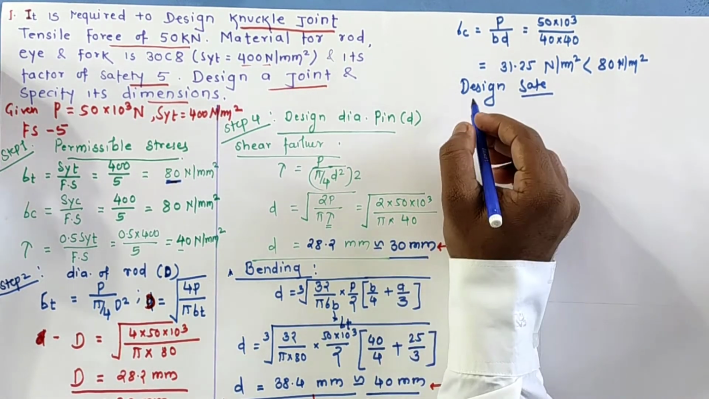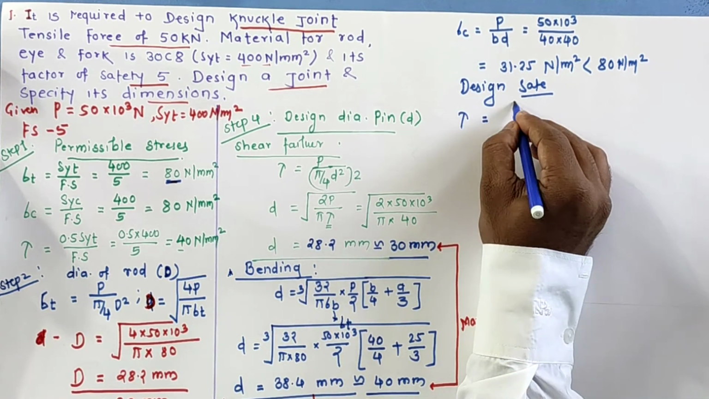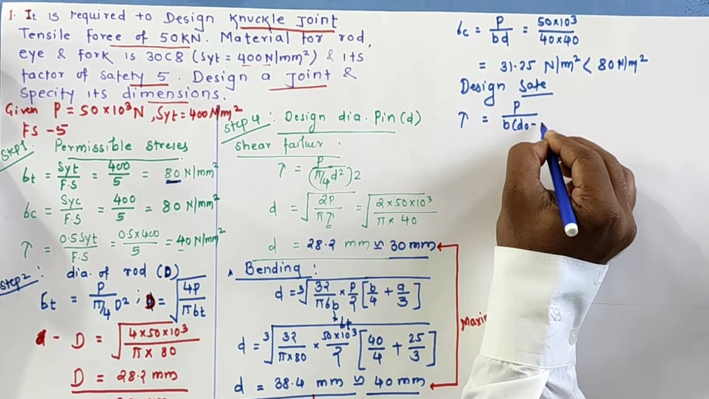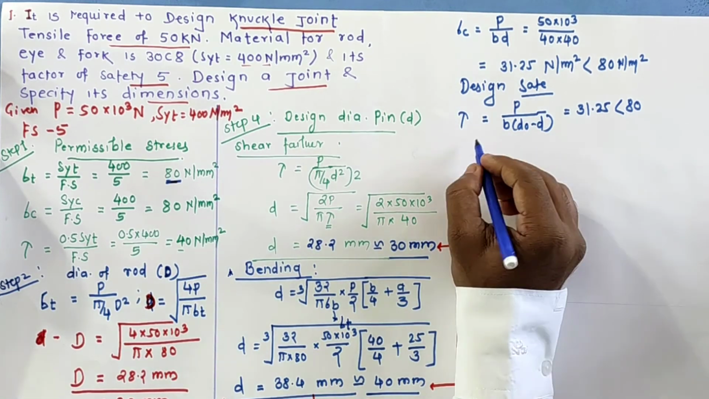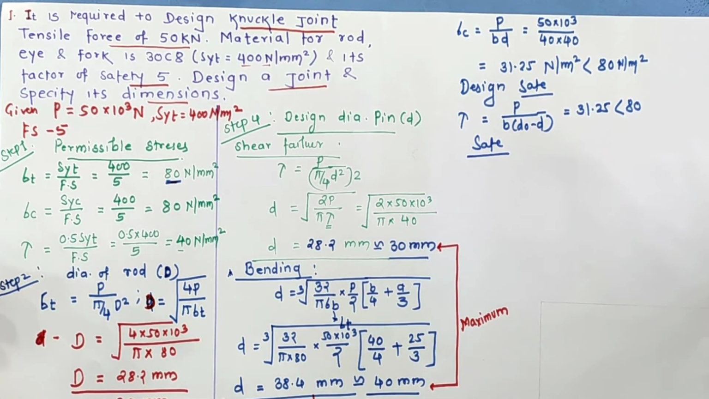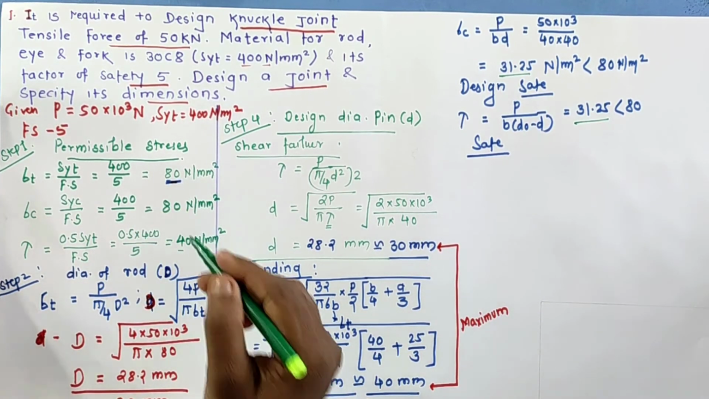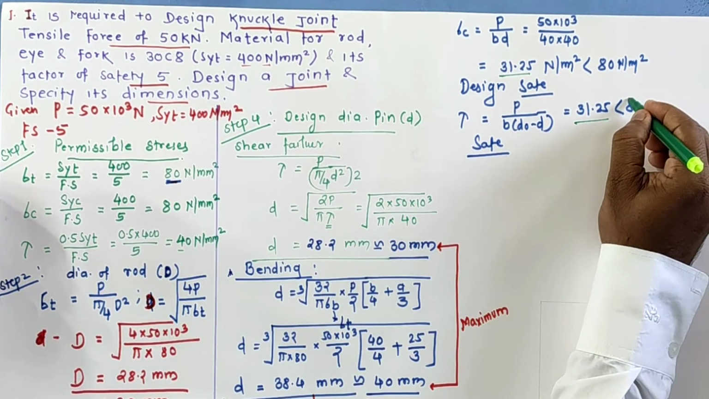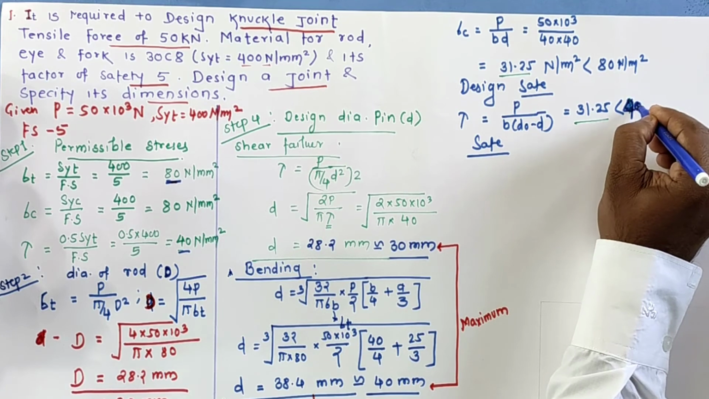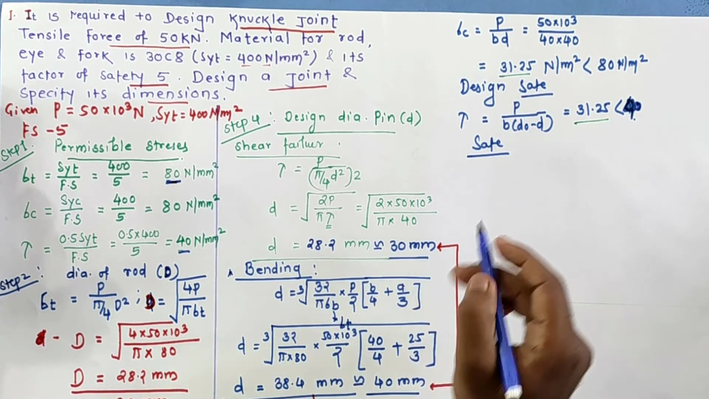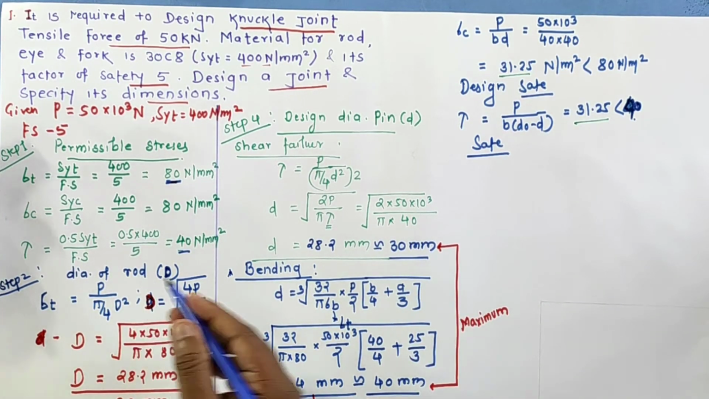The part remaining is shear failure. Shear stress is P by B into dO minus D. Again I get 31.25, which is less than 80. So the design is safe for shear failure also. Here it is not 80, it is 40, because for shear failure the permissible value is 40. So I will write 40 here, and of course the 31 point something is less than 40. Therefore the design is safe for shear failure.